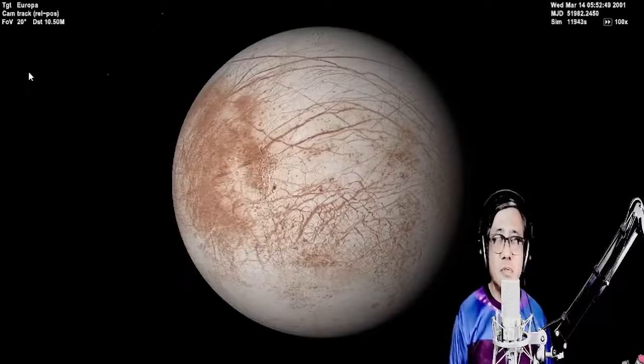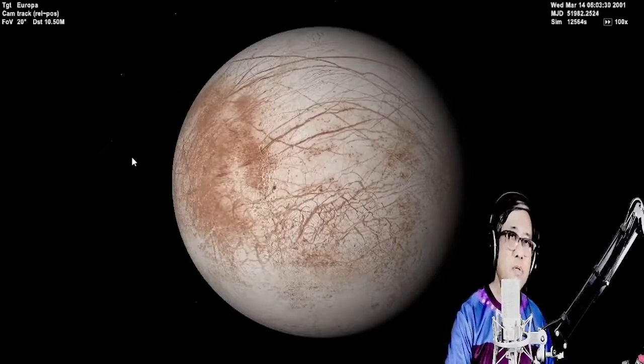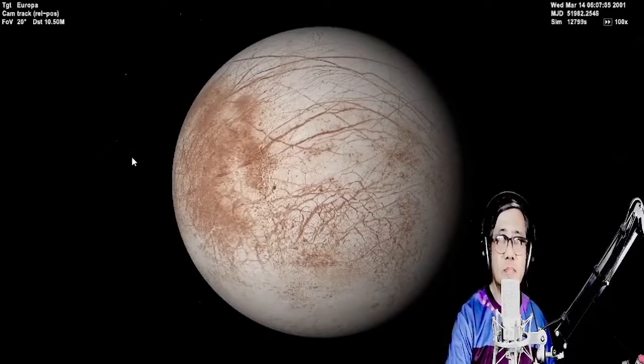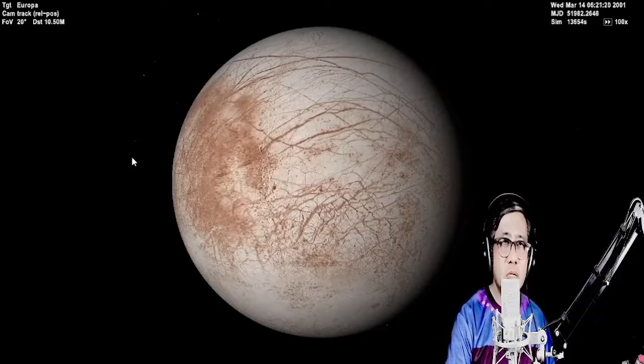Alright. So, Europa, yan nakikita nyo ngayon on screen, is slightly smaller than the Earth's moon. Ayan po. And makikita nyo dito sa ating image ng Europa, meron siyang crisscrossing striations, no?